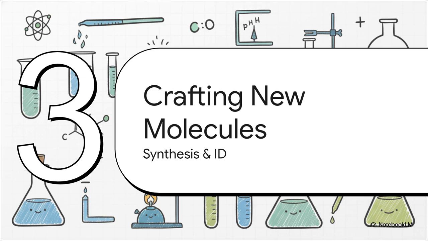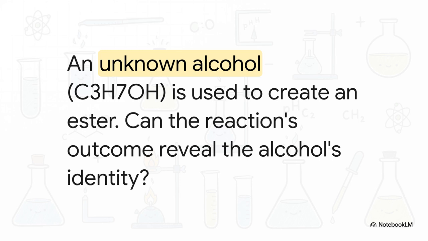All right, so we can measure what's there, and we can time how fast it changes. Our third tool is all about actively making new things. It's called synthesis. And in this case, we're going to use the act of creating a new molecule to solve a mystery about one of our starting ingredients. So here's the setup from the exam. We have an unknown alcohol. We know the chemical formula, but there are a couple of different ways the atoms could be arranged.